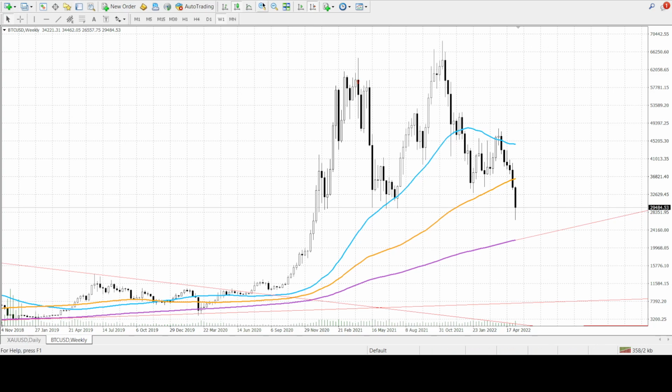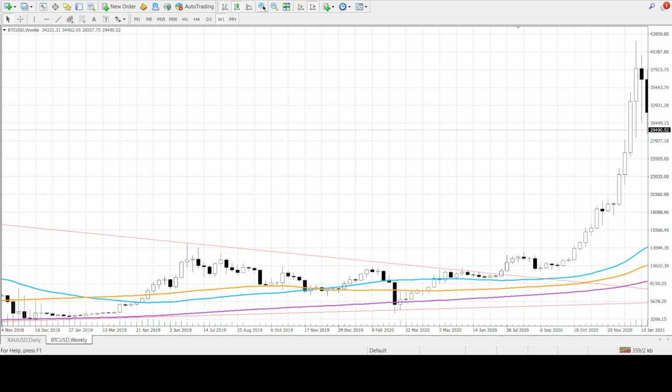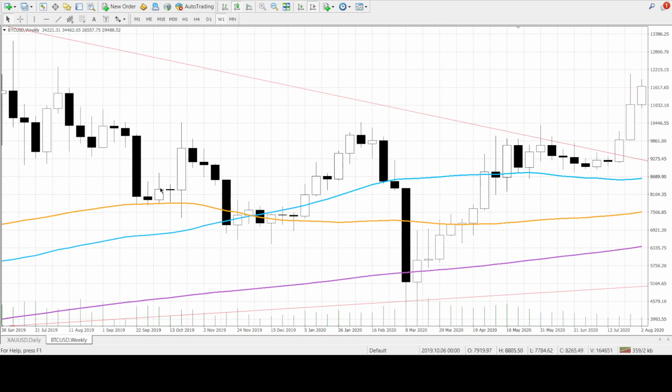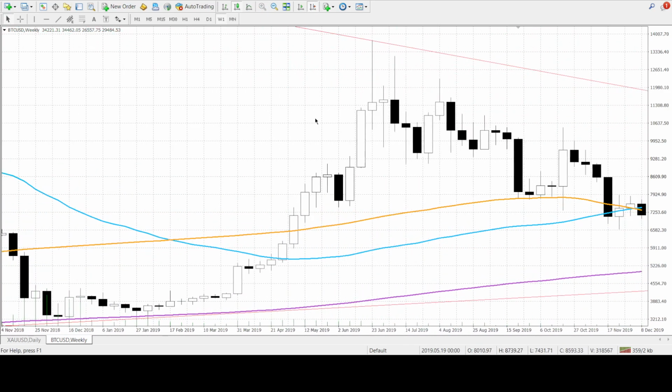I want to briefly touch on candles. This is a good spot to discuss with you guys what information you can get from a candle, because this is important stuff. So obviously you have your bullish candle, you have your bearish candle.